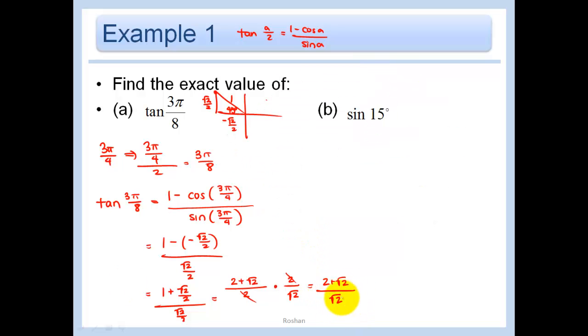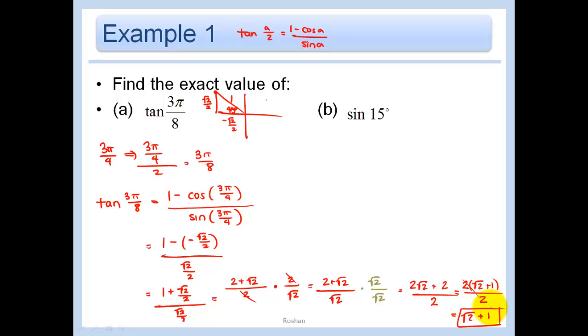Of course, we can't have that root 2 on the bottom, so let's multiply by root 2 over root 2. And so distribute, we get 2 root 2 plus root 2 times root 2 is just 2, all over root 2 times root 2 is 2. I'm not quite done yet because I could factor a 2 out of the top, couldn't I? 2, and I'm left with root 2 plus 1 over 2, and now my 2's cancel out, and my final answer is root 2 plus 1.